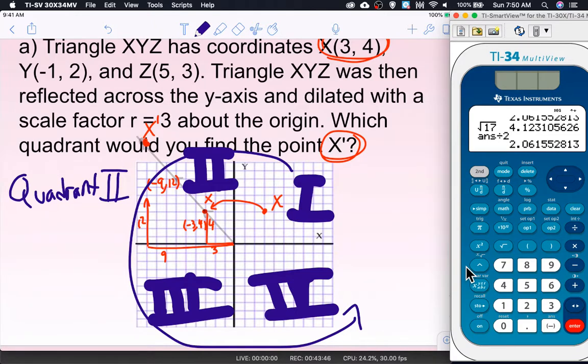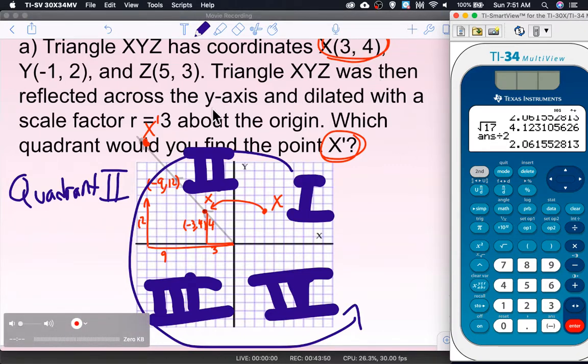So that wasn't so bad. That was a work smart, not hard. If I put in point y and point z and did the whole reflection across the y-axis and then a scale factor of 3, I probably would have been really mad at myself if all I needed was where's x. So work smart, not hard.